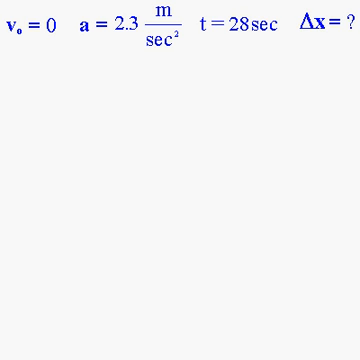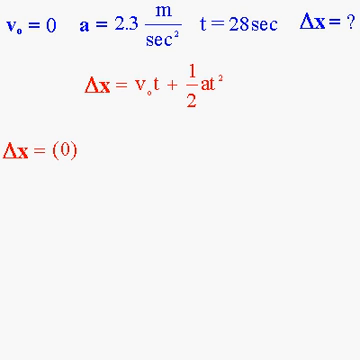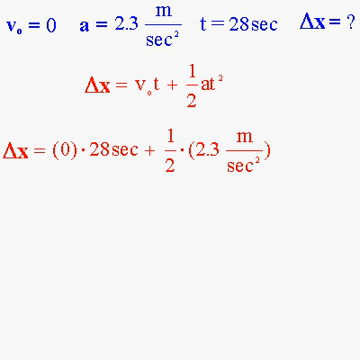Well, equation 219 relates displacement, velocity, acceleration, and time. Displacement is initial velocity times time plus 1/2 at squared. We don't know the displacement, that's what we're trying to figure out. But the initial velocity is 0, and the time is 28 seconds. The acceleration is 2.3 meters per second squared, and the time, once again, is 28 seconds.